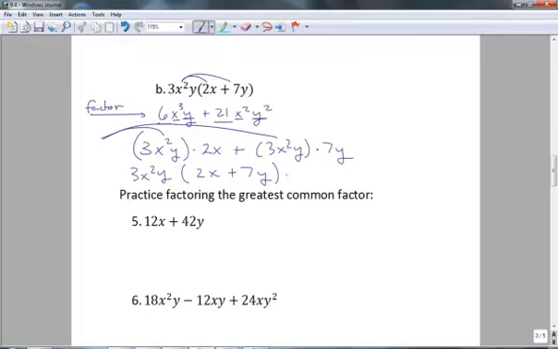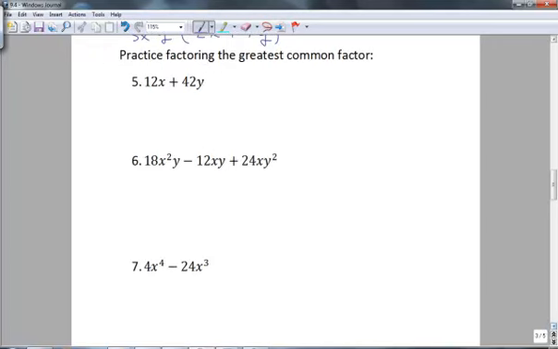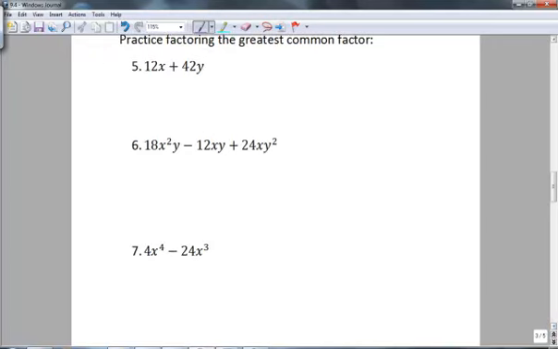So let's see if we can practice this in problems like 5, 6, and 7. So feel free, if you want, to pause the video and try these. They're of varying difficulty. You can obviously restart the video and watch, see how you did.